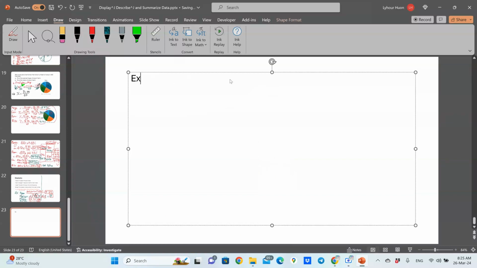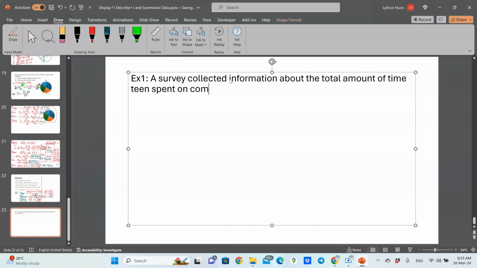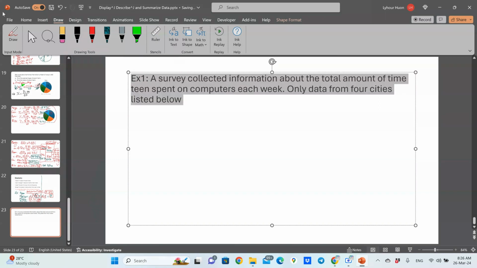Example: a survey collects information about the total amount of time teens spend on the computer each week. Only data from the 4 cities listed below.